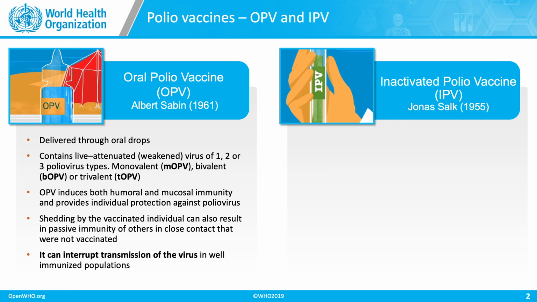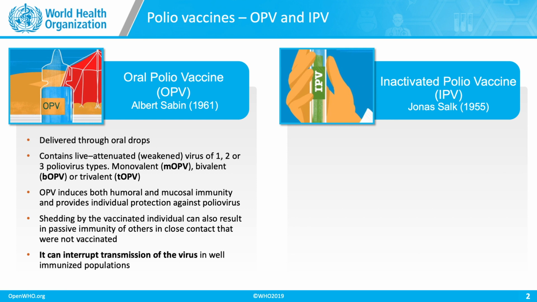OPV acts by mimicking a natural immune response following infection from the virus. The live virus in the vaccine stimulates both humoral and mucosal immunity. Humoral immunity prevents the poliovirus getting to the central nervous system, protecting the individual from paralysis, while the mucosal immunity limits the replication and thus shedding of the virus.